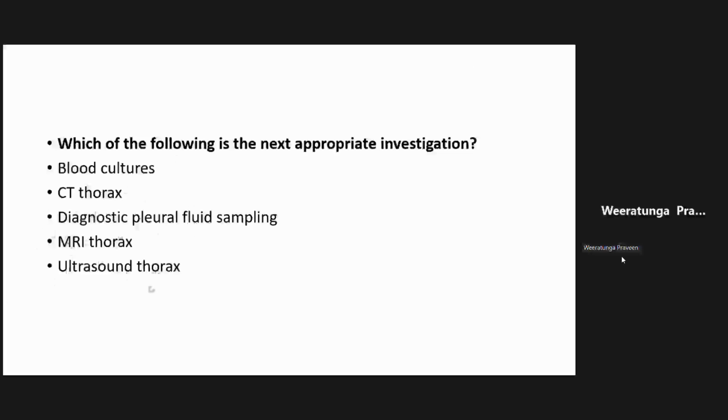Of these two, you need to do a diagnostic pleural sample. On ultrasound you can see the changes, but it's not definitive. You have to take the fluid and do a pH immediately. That is the way you diagnose. Because here we are suspecting an empyema, you need to do a diagnostic pleural fluid sample. On ultrasound you can see some things, but it is not the best thing to do. It's not the best option, right?